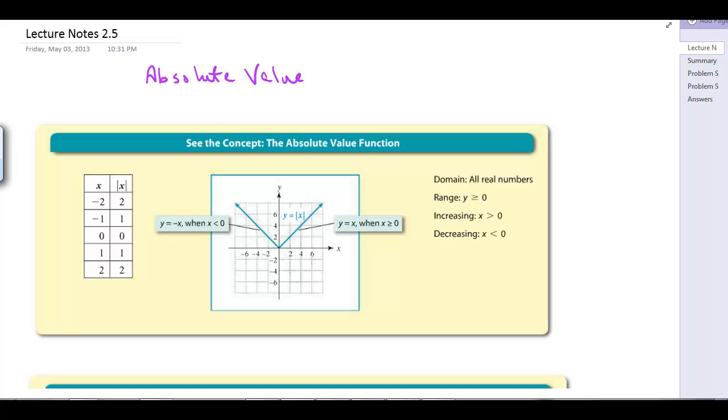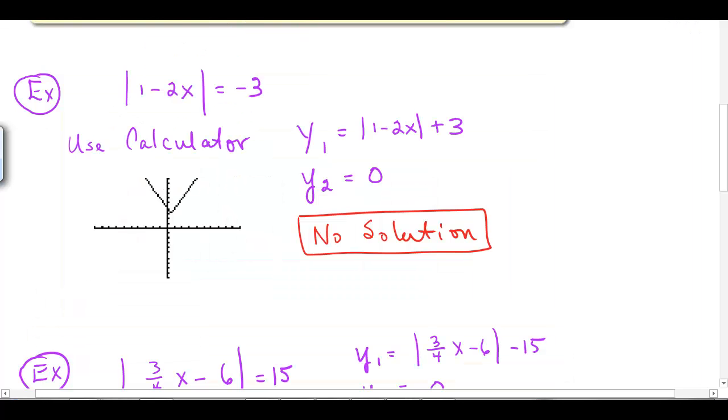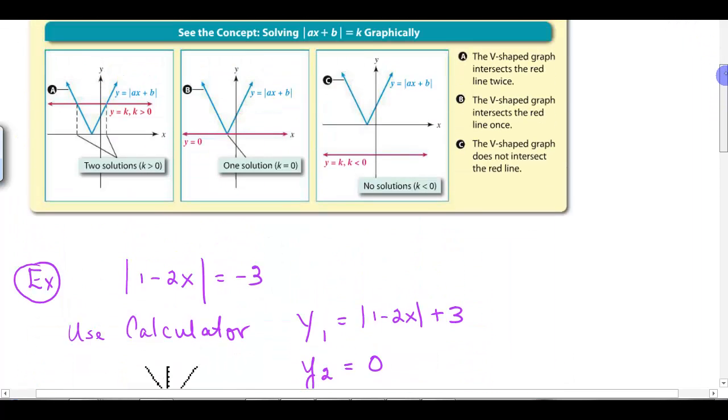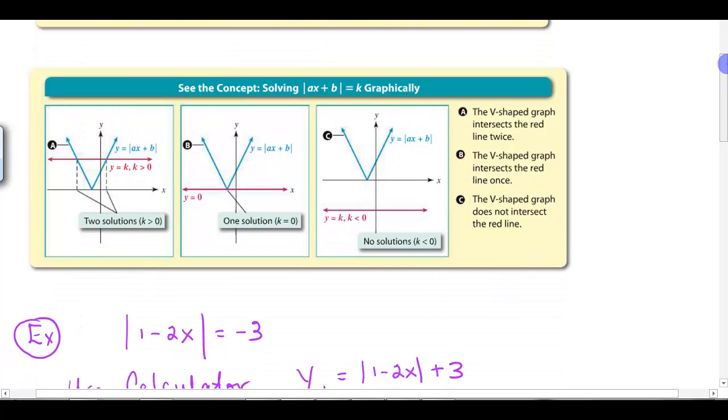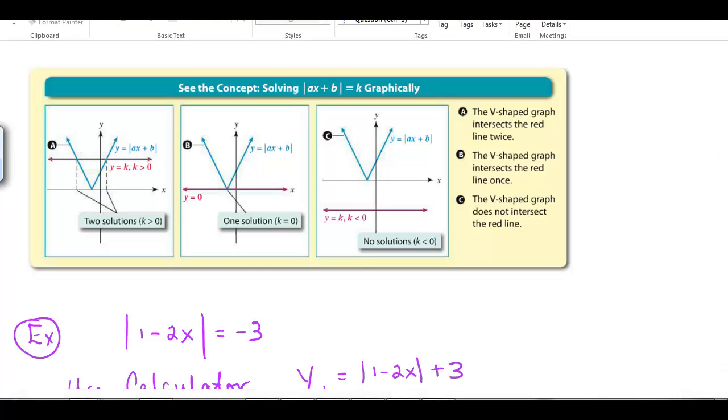Let me see if I can get where we can move here. All right. I need my little deal.